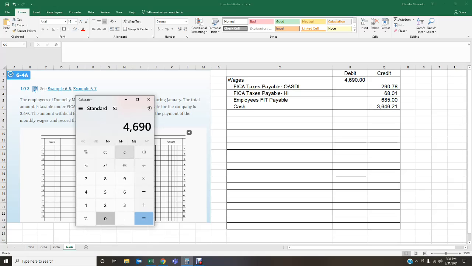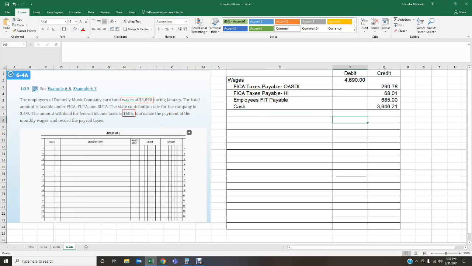I got my $46.90 minus $290.78 minus $68.01 minus $685. That gives me $36.46.21. Now, after every entry, after doing this for so long, and I did use Excel quite a bit, I always had my formulas at the bottom. That way I can make sure that my debits equal my credits, because sometimes we can make a typo or a little error and that's going to cause us to be off. So just make sure that your debits equal your credits all the time.